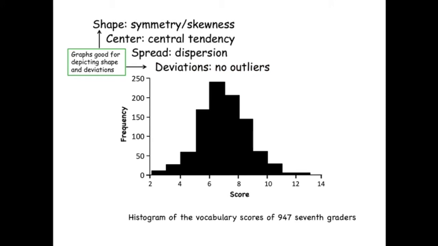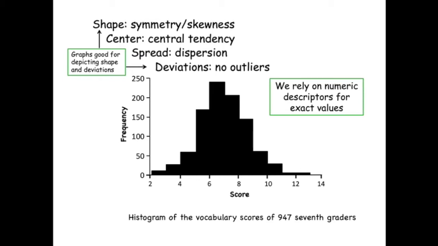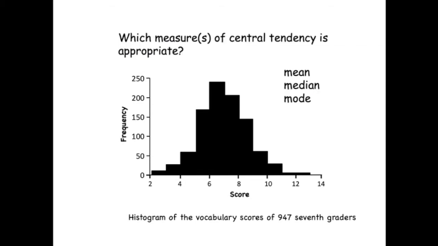One important point: graphs are great for showing shape and pattern deviations. We can also get a general idea of central tendency and dispersion. But we always rely on numeric descriptors for making definitive statements about these characteristics. For this distribution, any of the 3 measures of central tendency provide a good description of the middle, in which case we generally report the mean.